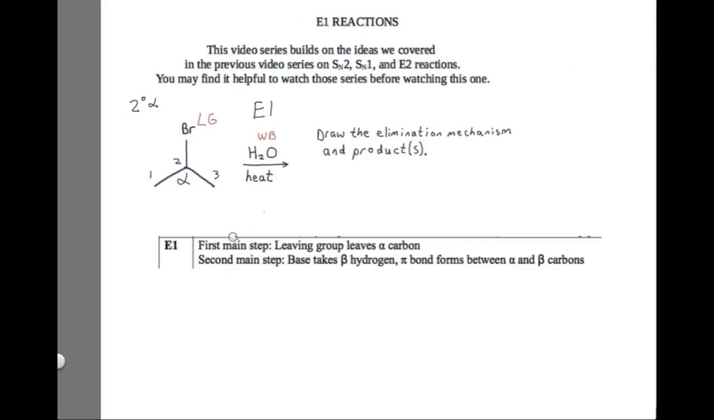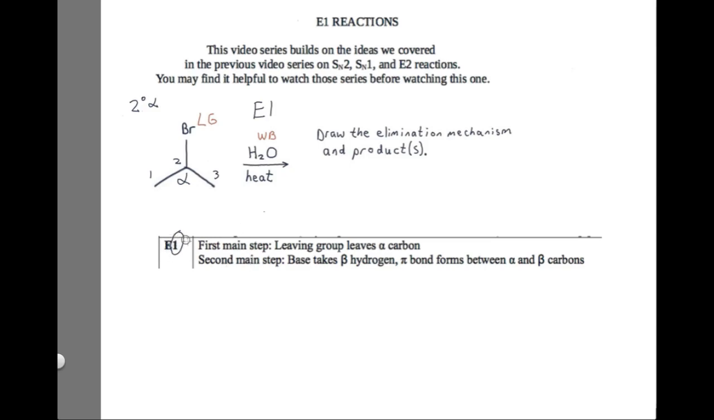There are two steps in an E1 mechanism. Notice that this number one might be misleading. Even though E1 has the number 1 in its name, that doesn't mean it's a one-step mechanism. E1 is a two-step mechanism. In a later video in this series, I might explain why E1 has the number 1 in its name, but it doesn't stand for the number of steps.